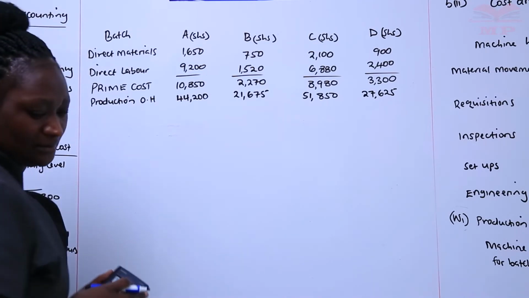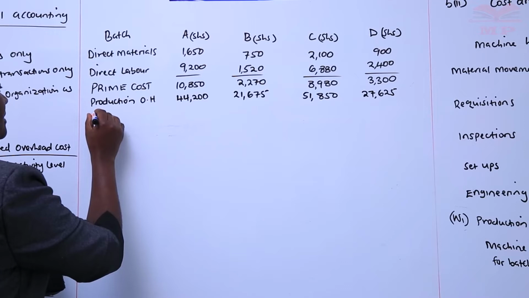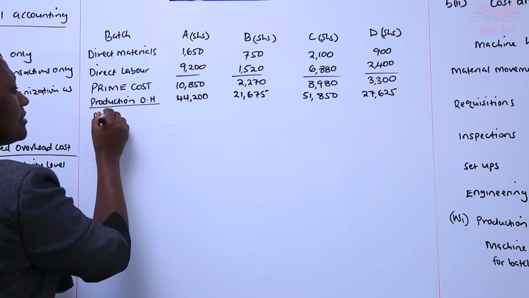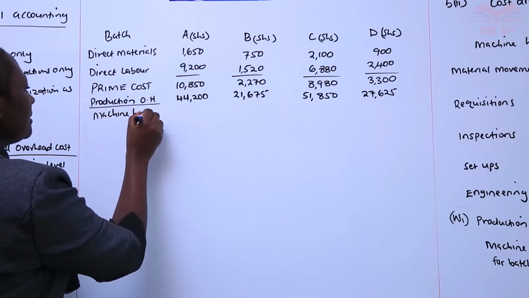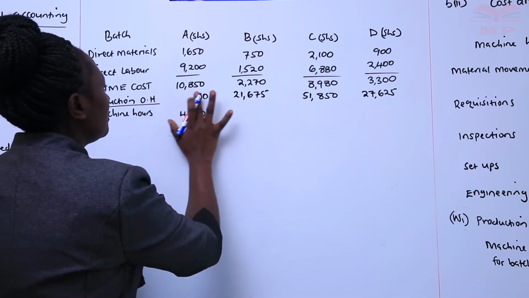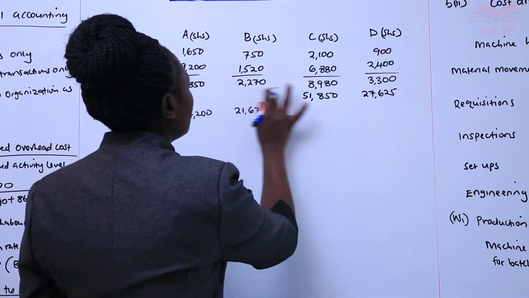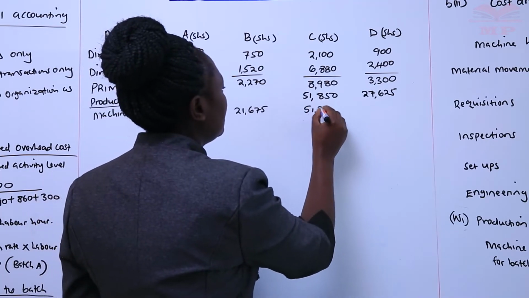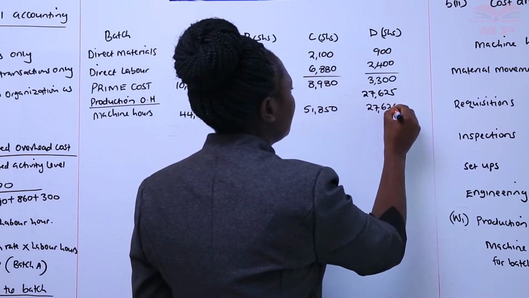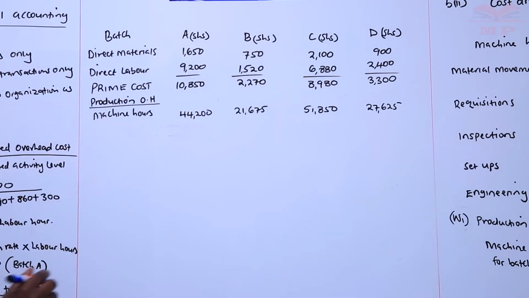Sorry, so this should be production overhead. I can underline this. And then under this we have, based on machine hours. So the values should be under this and not here: 21,675, 51,850, 27,625. So that should be production overhead, but based on machine hours.